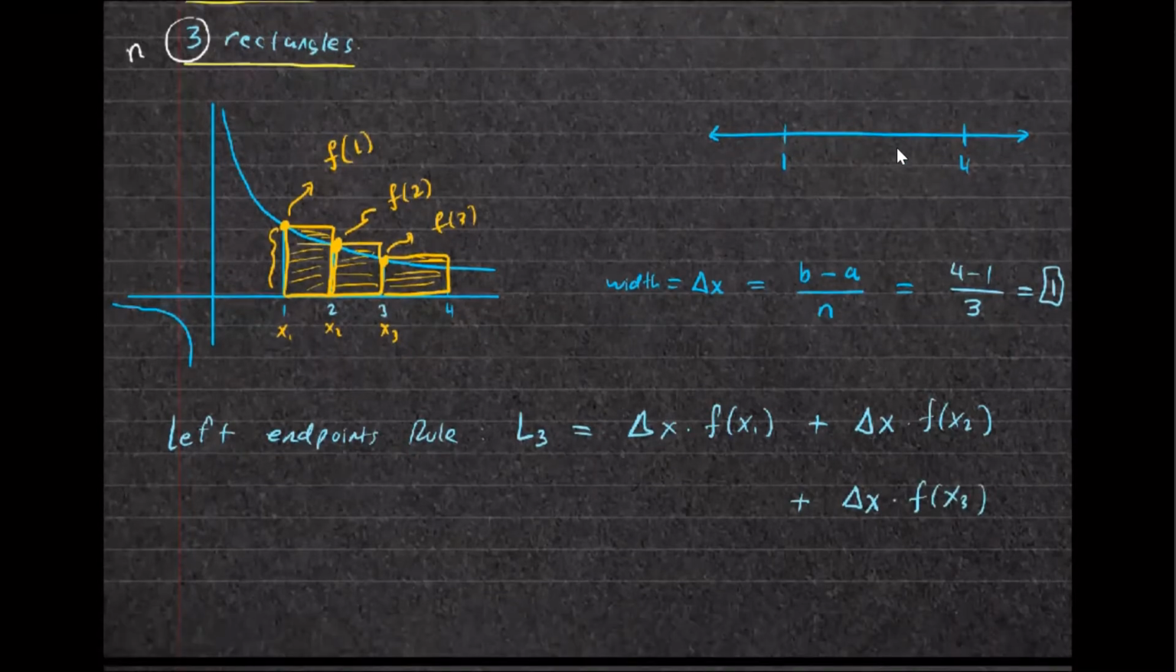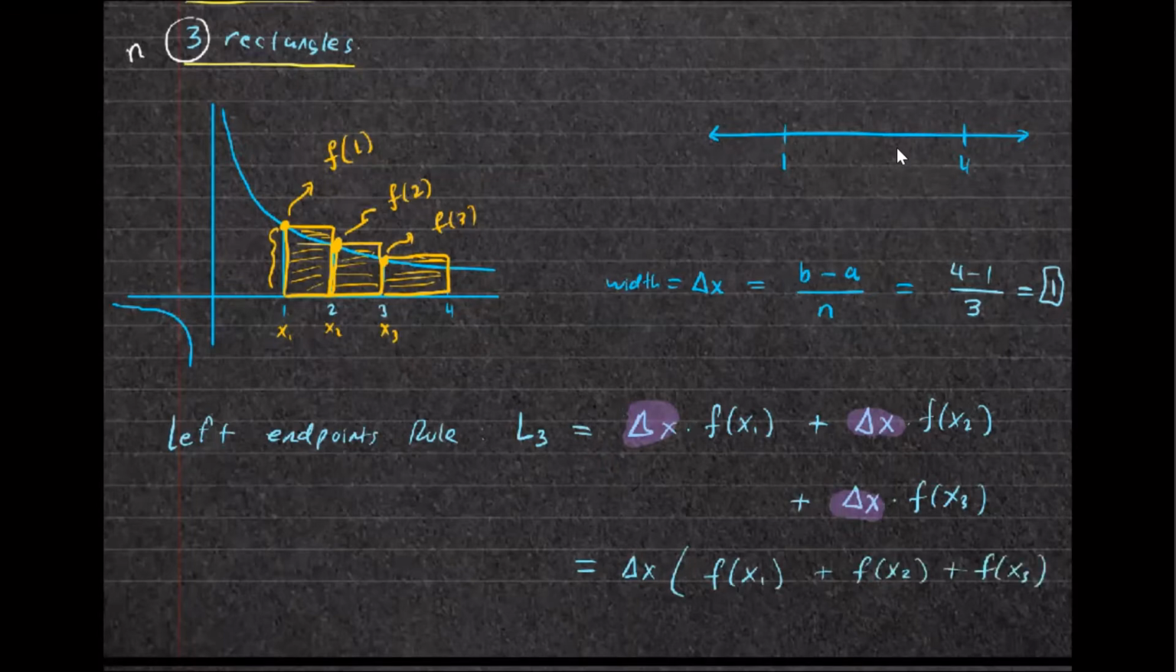And now let's plug in these numbers. So delta x, we know that's 1. Now if you want, since they all have delta x in common, we can factor that to simplify the calculation. So this is delta x times the first height, the second height, and the third height. And now keep on going.